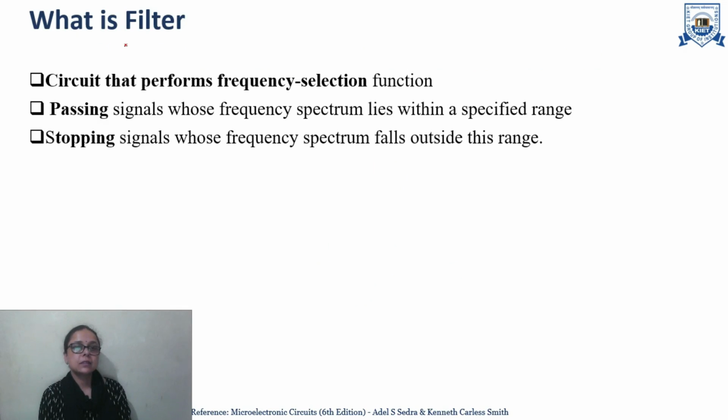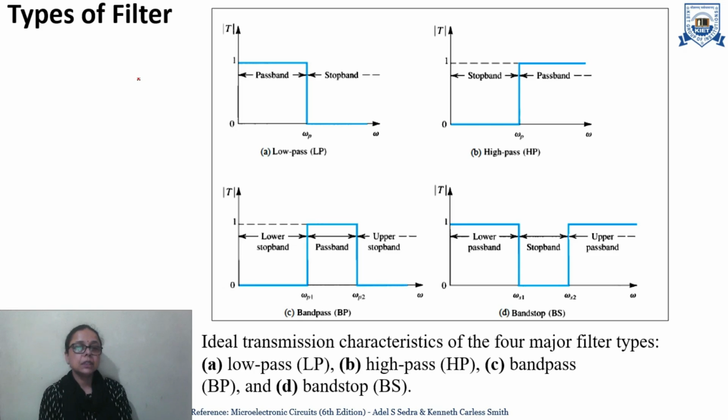Now first of all, what is a filter? A filter is an electronic circuit that performs a frequency selection function. It means it passes a certain range of frequencies which lies within the specified range, and it stops a certain range of frequencies that falls outside this range. It means it has one pass band and another is the stop band for the filter. Now depending upon the pass band and stop band, there are different types of filter. These filters are low pass filter, high pass filter, band pass filter and band stop filter.